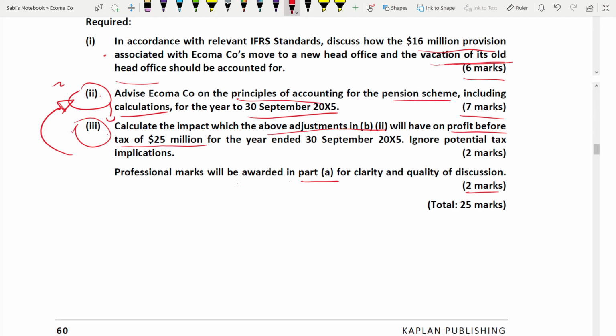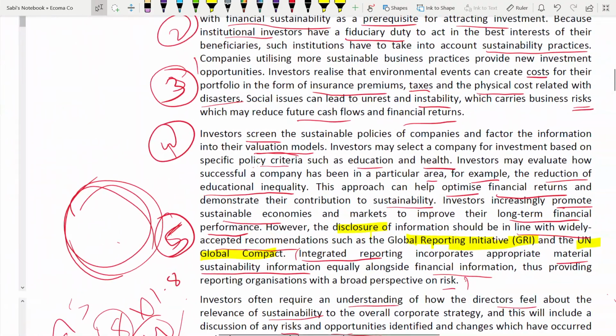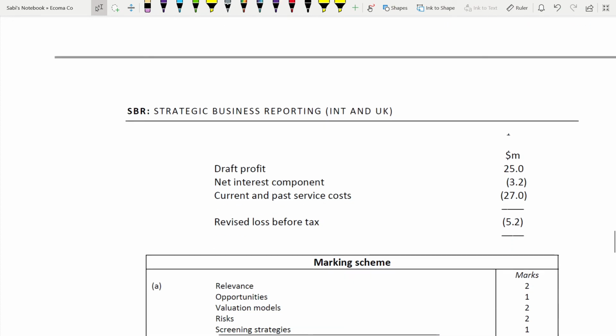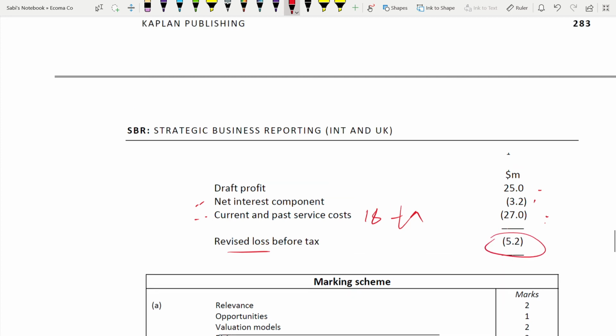Okay. Now, nothing to do from here. It's very easy. Take the profit. With the profit, what items go to the statement of profit and loss? One is net interest, one is service cost, current and past service cost. That's it. Just deduct the two things from the profit. So net interest will be deducted. Current and past service cost, 18 plus 9, 27 will be deducted. Just deduct and your profit becomes a loss. Revised loss before tax 5.2.